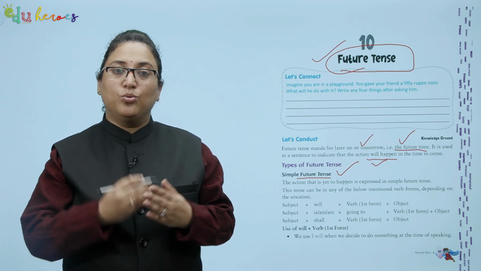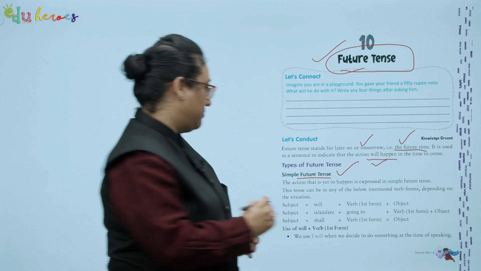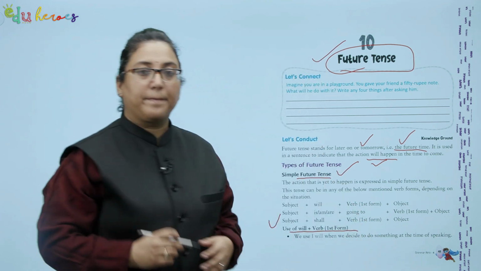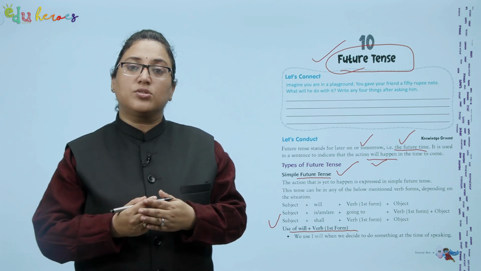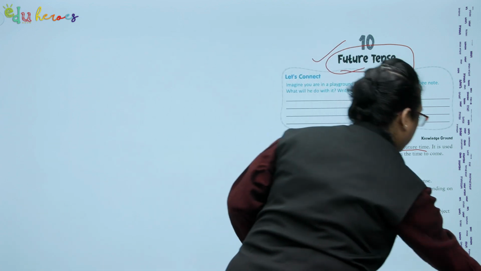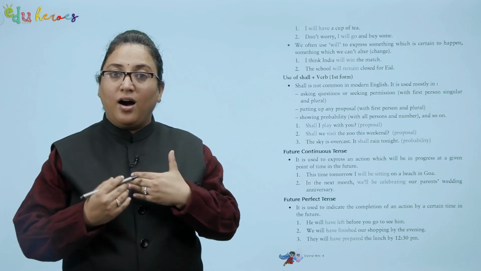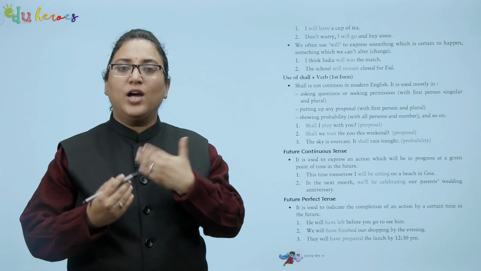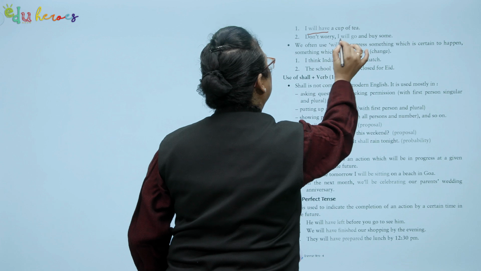Let's understand the use of will plus verb in the first form. This one. We use I will when we decide to do something at the time of speaking. For example, I will have a cup of tea. Don't worry, I will go and buy some. So, this is happening in future.